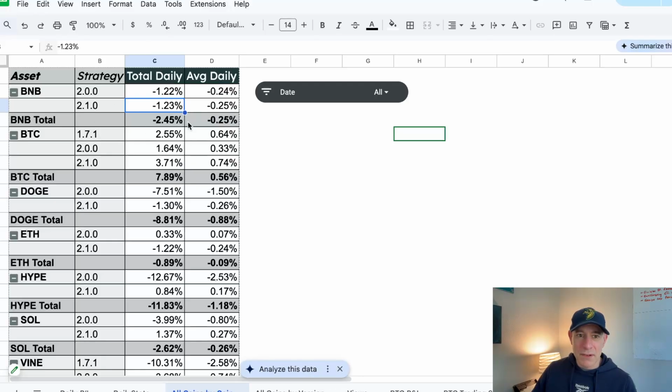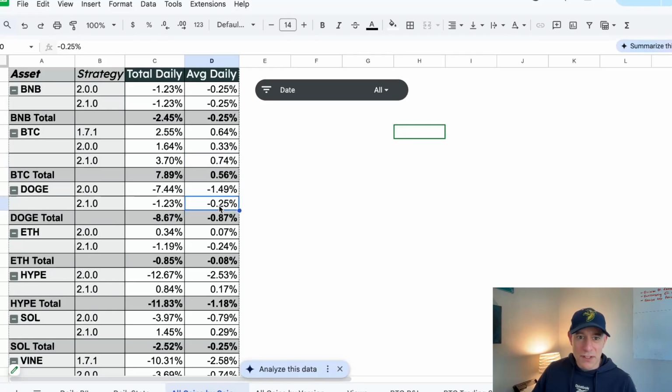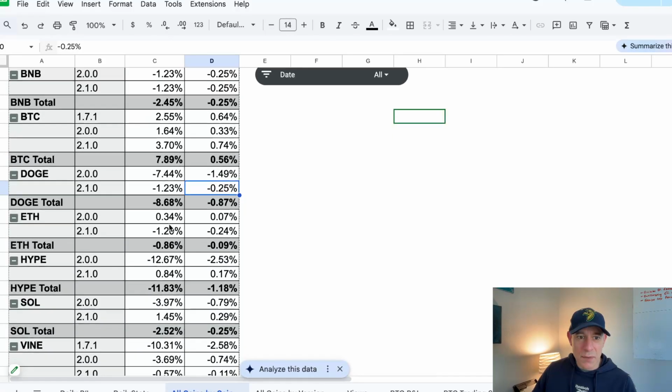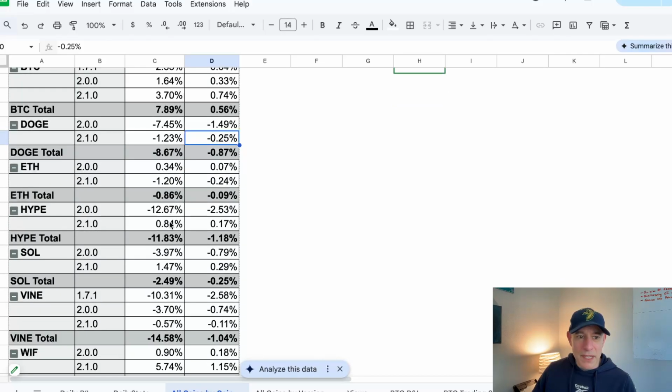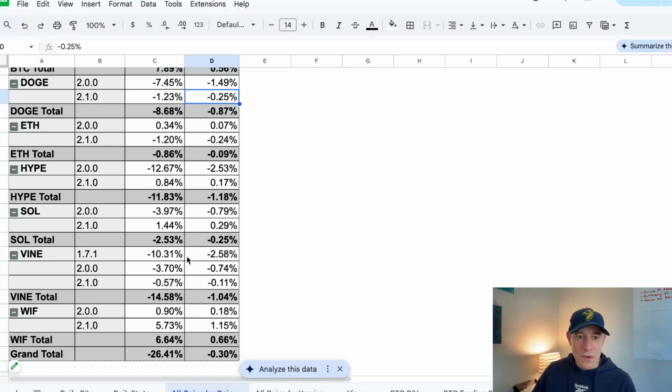BNB is roughly similar. Bitcoin, 2.1 has been performing better. Doge, both are negative, but 2.1 has been doing better. With Ethereum, these guys are pretty close, but the original version's better. And then with some of these smaller coins, we're getting quite a bit better on the 2.1 version. Hype and Solana have been doing pretty good for the most part. Vine still slightly negative, and then Whiff has been doing well also.